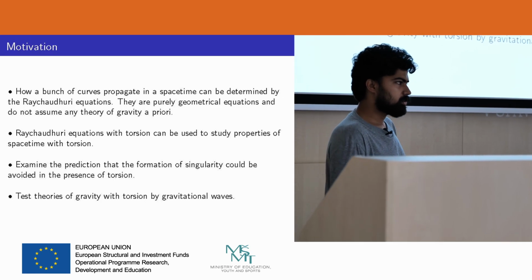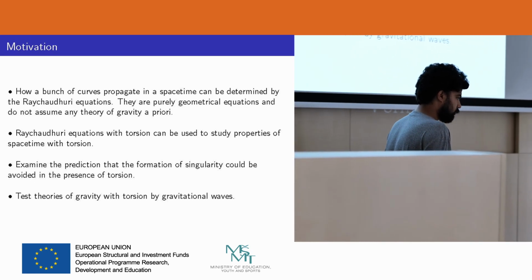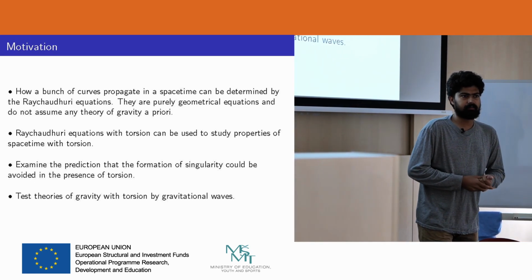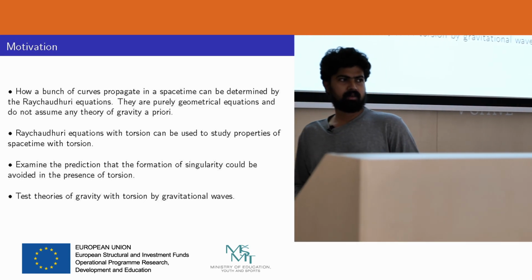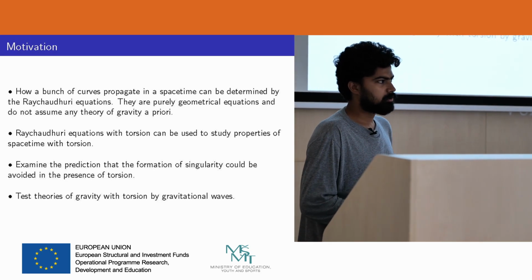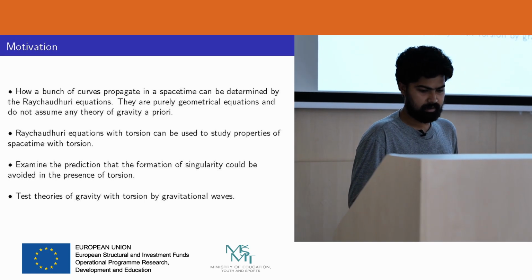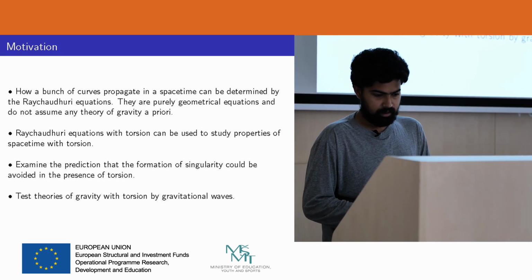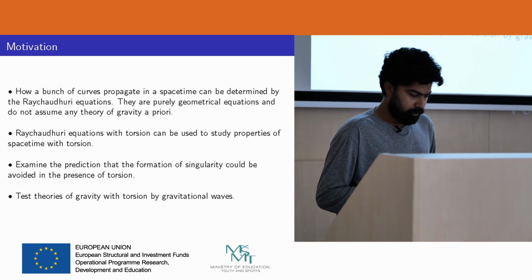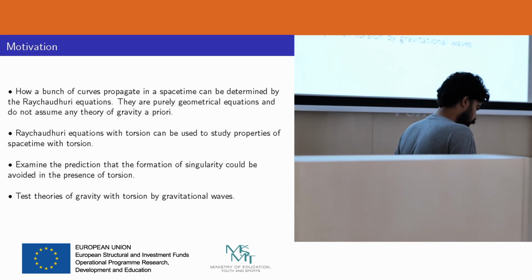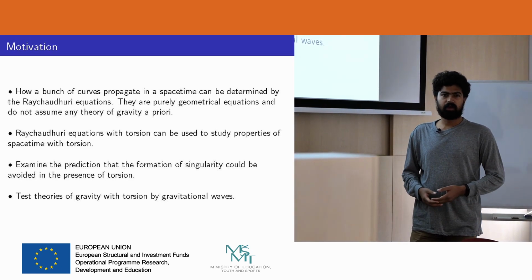And these equations with torsion basically can be used to study the space time with torsion. And nowadays people are very much working in this field to test many theories of gravity which depart from GR. Basically if there is torsion, as I said, we will see in a minute in a more detailed way what it means by torsion. And these equations can be used to examine the prediction that the singularity could be avoided in the presence of torsion. In fact, there could be a bounce.